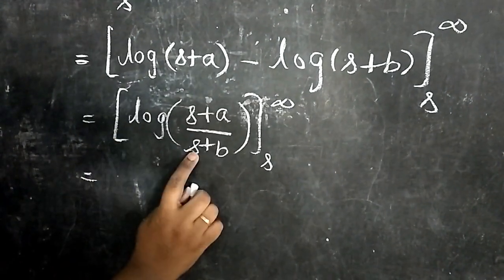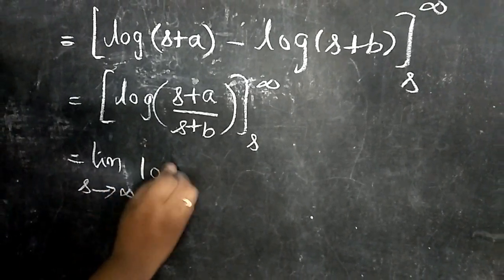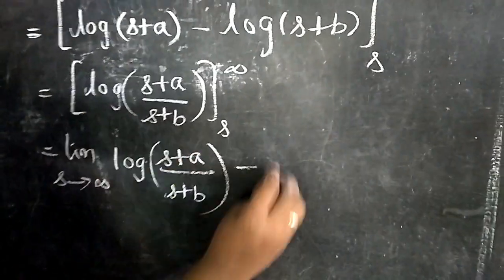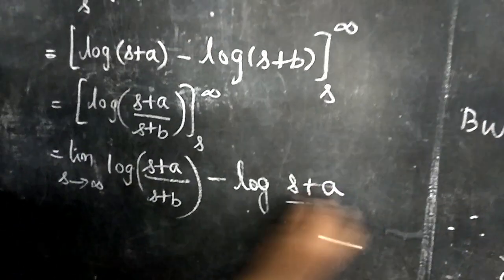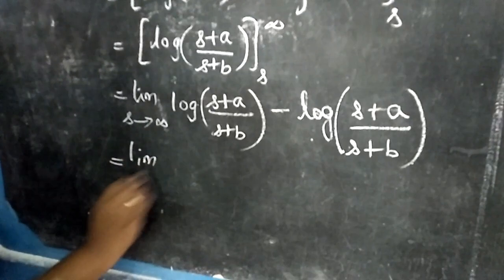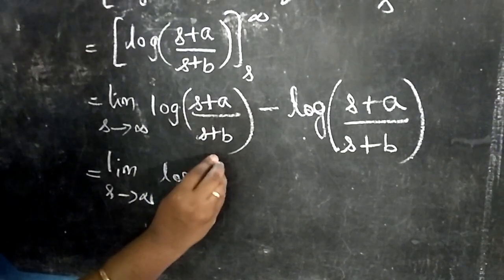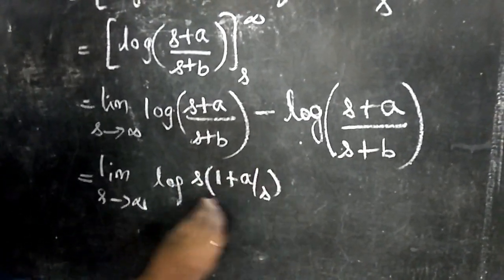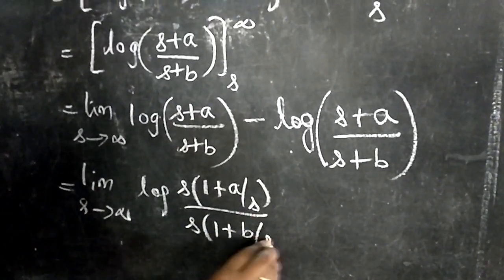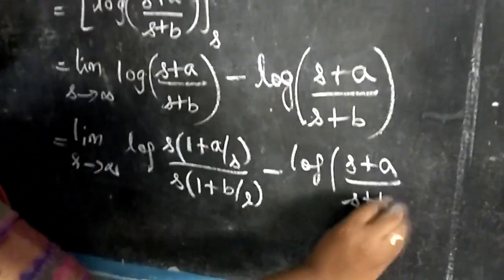We have to apply the upper limit for s as infinity. It can be written as limit s tends to infinity of logarithm of s plus a by s plus b, minus the lower limit. For the lower limit s, we get log s plus a by s plus b. To apply the limit, take s common outside from the numerator. So it is log of s into 1 plus a by s, divided by, take s from the denominator, it is 1 plus b by s, minus log of s plus a by s plus b.